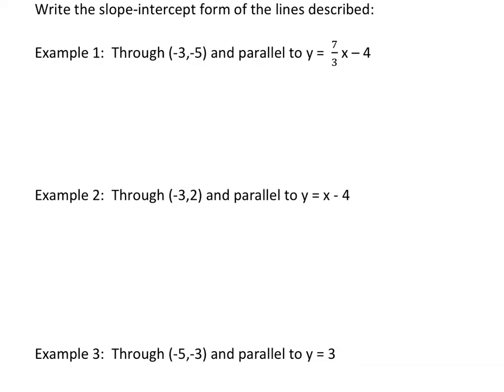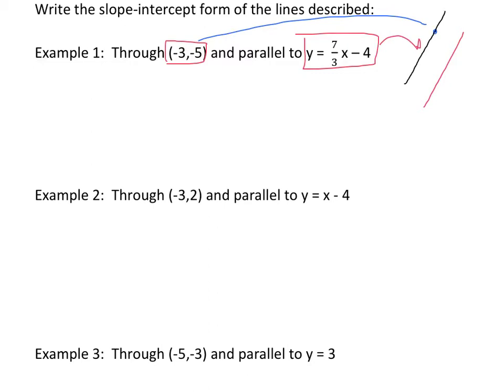Lesson 1.6, Video 2. So let's do some examples of coming up with an equation of a line parallel to another line. So here we are given a point that our new line is going to go through and a line that we are parallel to. So this would be the line we're given. This would be the point we're going to go through, and we want to draw a line that is parallel to it. Okay, so parallel means that the slope is the same for both lines.